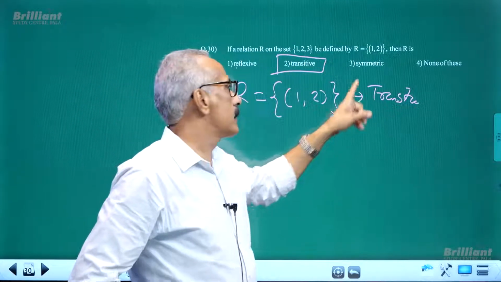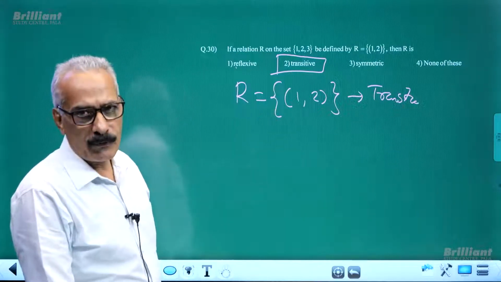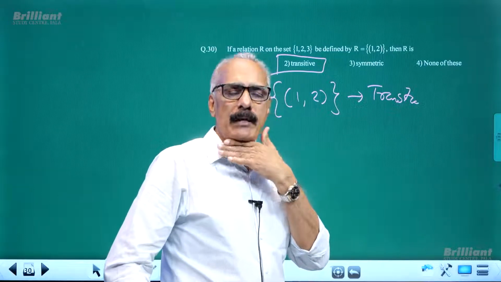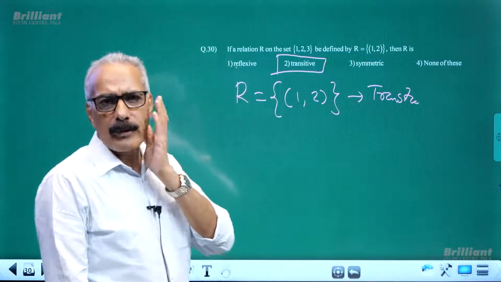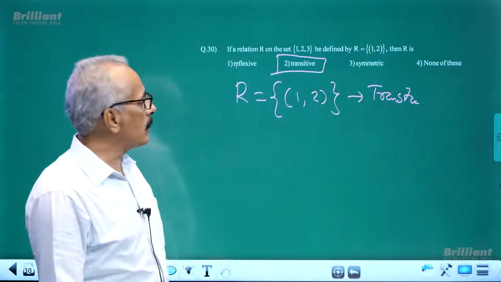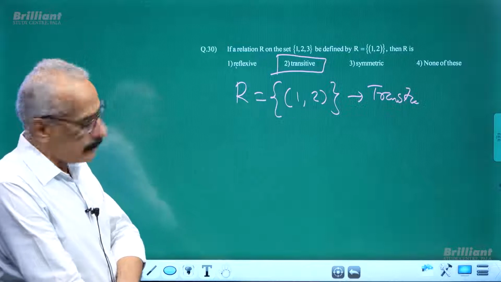Transitive? Yes. Symmetric? Alla. ഇത് ആൻറ്റിസിമെട്രിക് കൂടിയാണ് കേട്ടോ. കാരണം A, B and B, A are there, then A should be equal to B. ഇവിടെ A, B മാത്രമേ ഉള്ളൂ, B, A ഇല്ല. അതുകൊണ്ട് ഇത് ആൻറ്റിസിമെട്രിക് ആണ്, അതുപോലെ ട്രാൻസിറ്റീവ് ആണ്, പക്ഷേ റിഫ്ലെക്സീവ് അല്ല. What is the answer? 2 is the answer. That is 30, it is 2.